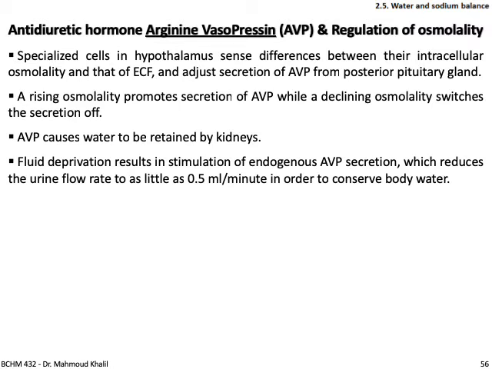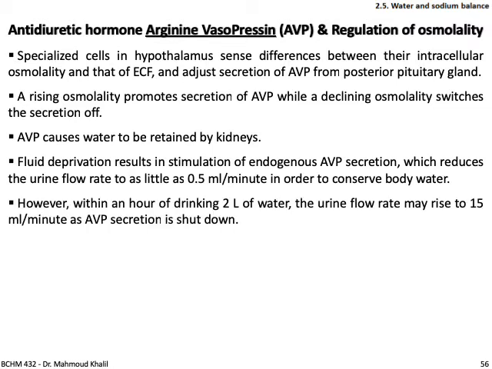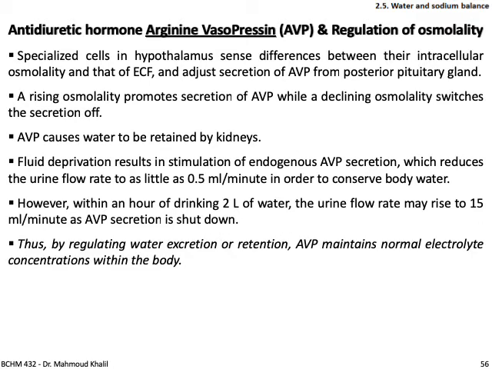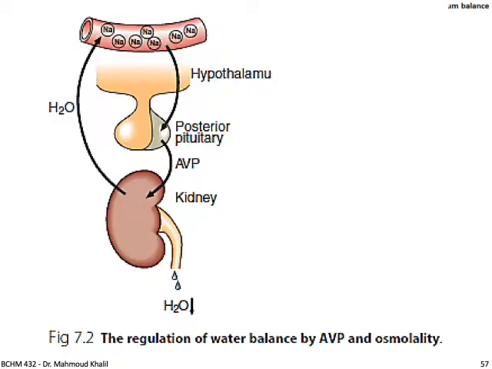If the urine flow rate falls to around half a ml per minute, this stimulates AVP secretion. Normally, within an hour of drinking 2 liters of water, the urine flow rate comes back to 15 ml per minute, and this will induce the shutdown of AVP secretion. Thus, water excretion and retention are controlled by AVP.